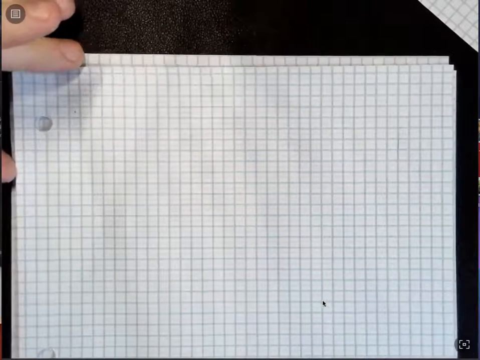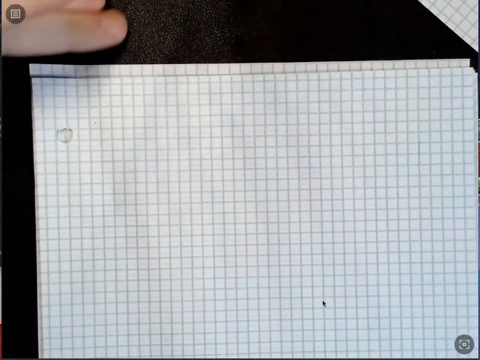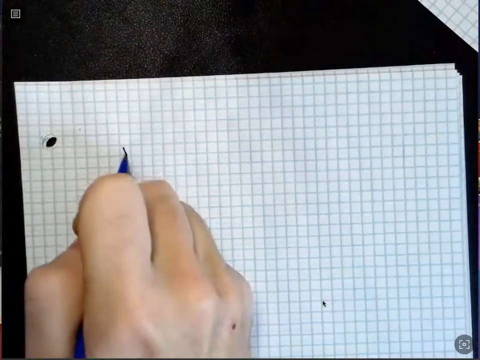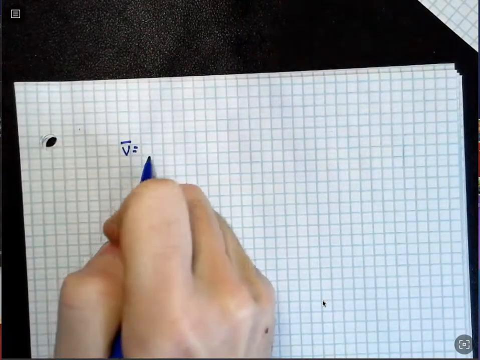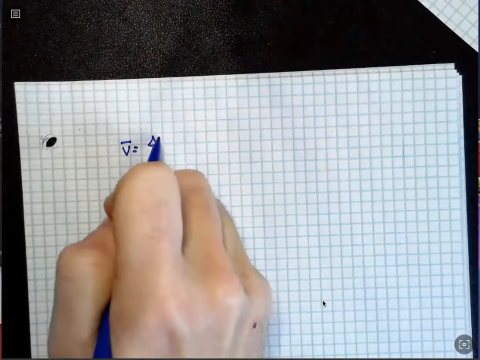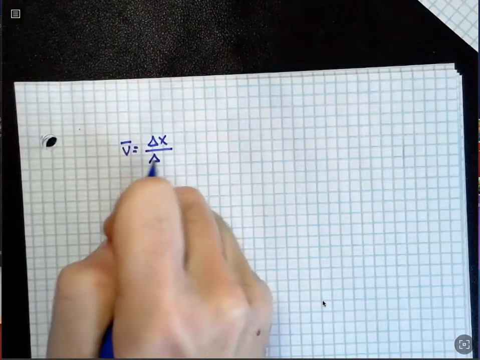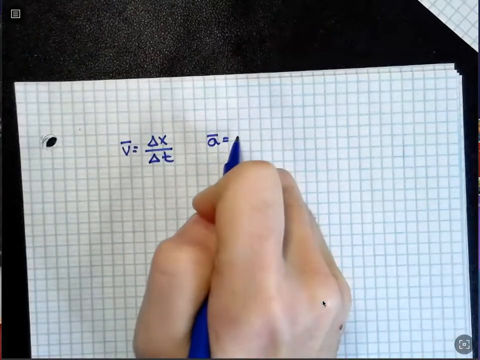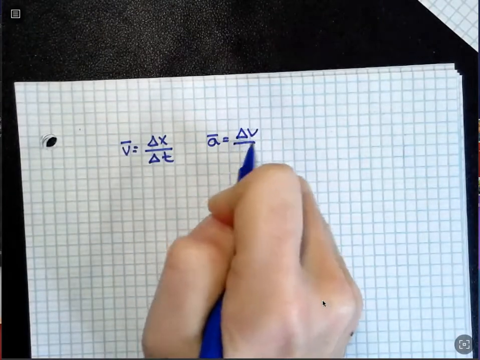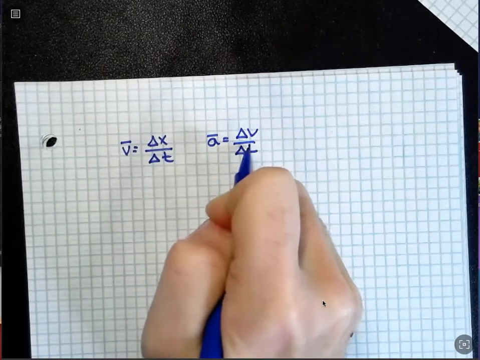Alright guys, today we're going to look at deriving a couple of equations that will help us solve kinematic problems. I'm going to start off with the two definitions we have for our course. We know that the average velocity of an object is equal to its displacement divided by time. We know that the average acceleration of an object is its change in velocity divided by time.